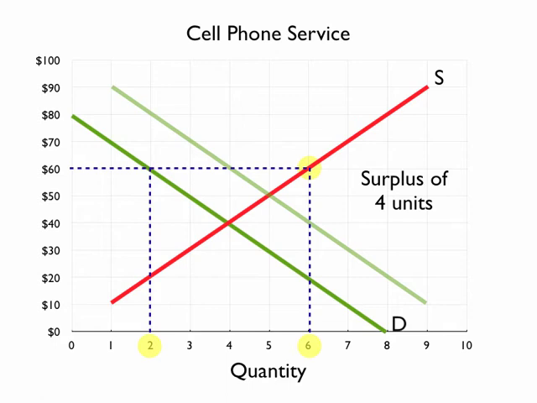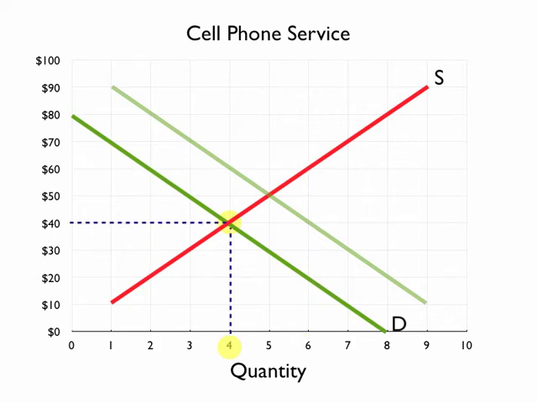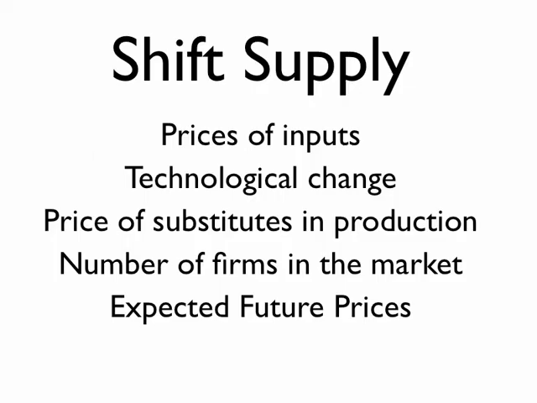So how would we get back to an equilibrium? Well, equilibrium is going to have to put downward pressure on those prices. We note that the new equilibrium point would be here. So price would have to drop from $60 down to $40. At $40, we would be back at equilibrium, where quantity supplied equals quantity demanded, and you would have 4 units bought and sold.